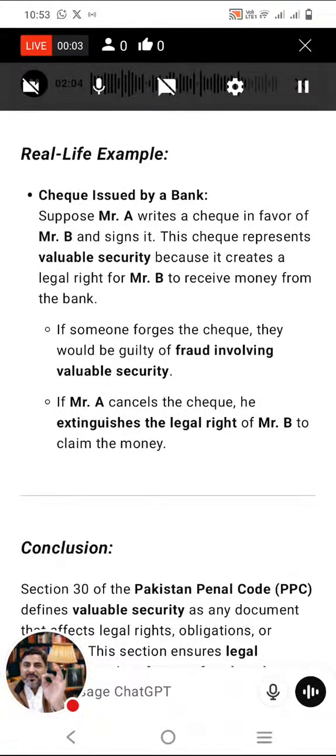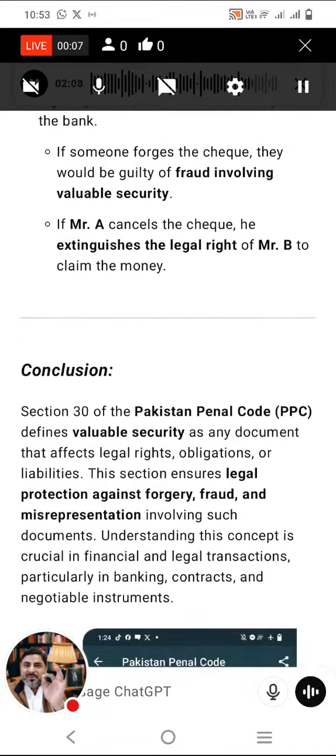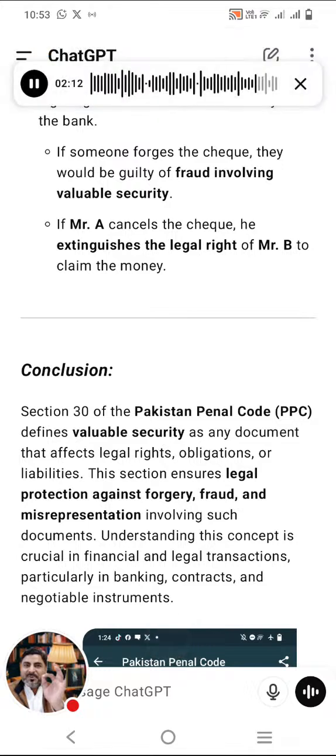Conclusion. Section 30 of the Pakistan Penal Code, PPC, defines valuable security as any document that affects legal rights, obligations, or liabilities. This section ensures legal protection against forgery, fraud, and misrepresentation involving such documents. Understanding this concept is crucial in financial and legal transactions, particularly in banking, contracts, and negotiable instruments.